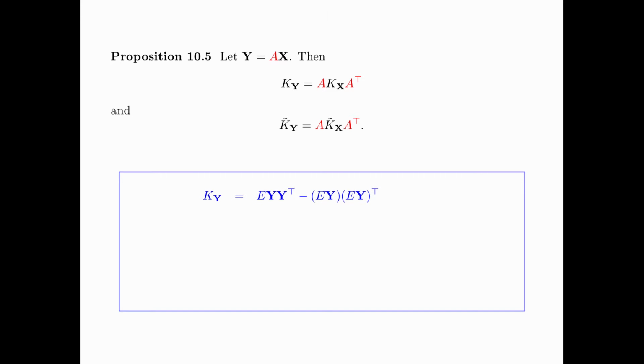Consider K sub y equals the expectation of y times y transpose minus the expectation of y times the transpose of the expectation of y.